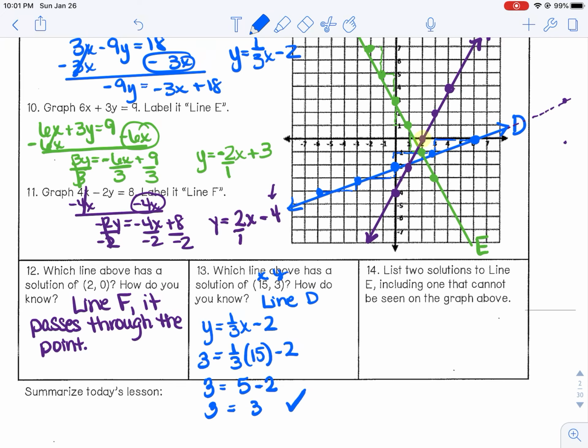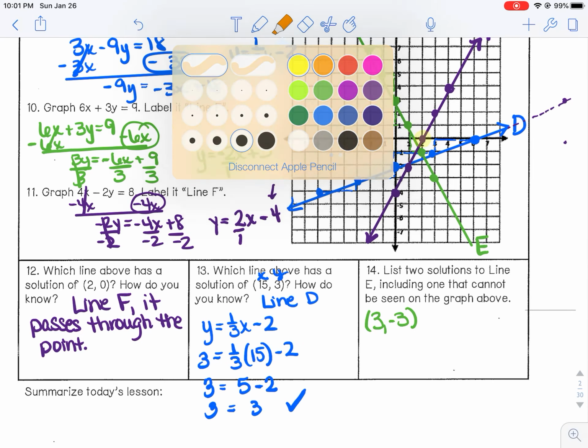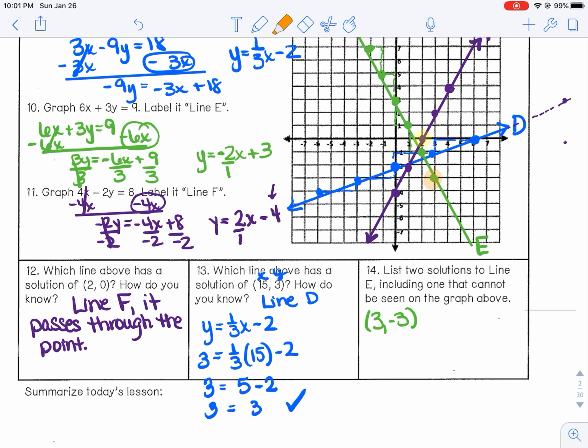Number 14, list 2 solutions to the line E, including one that cannot be seen on the graph. So line E, let's see. Let's try one that's on the graph. We can pick any of those points that we chose. How about 3, -3? That would be, let's get better color. 3, -3 would be that point right there. Any of these points would do.